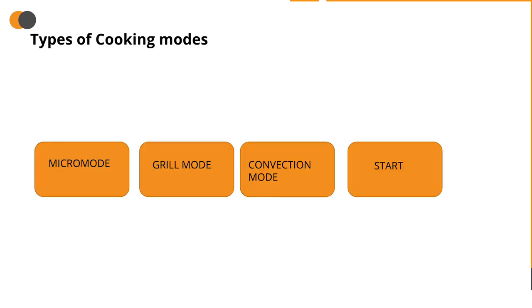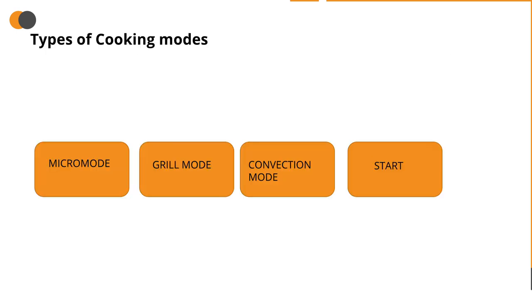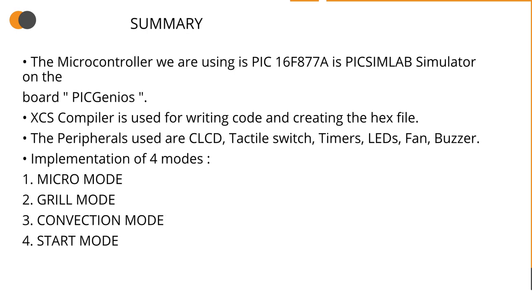Types of cooking modes: micro mode, grill mode, convection mode, and start mode are the modes which will be seen on the display.